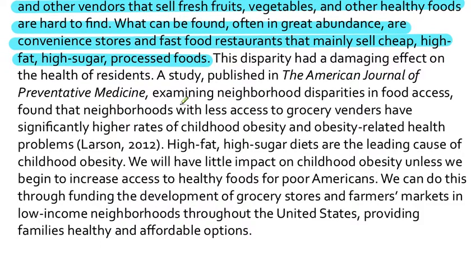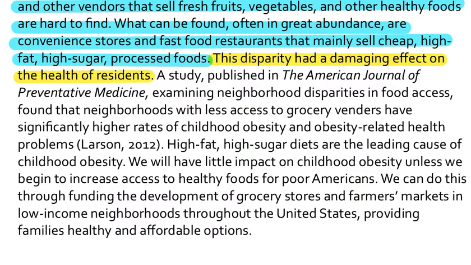I'm going to move into my second piece of evidence, and I need to provide some way of transitioning, okay, because I can't just start with the evidence, or it'll feel kind of disjointed. So here's my transition. This disparity had a damaging effect on the health of residents. Probably should be has. This disparity has a damaging effect on the health of residents. Okay, so that's my transition into my second study.